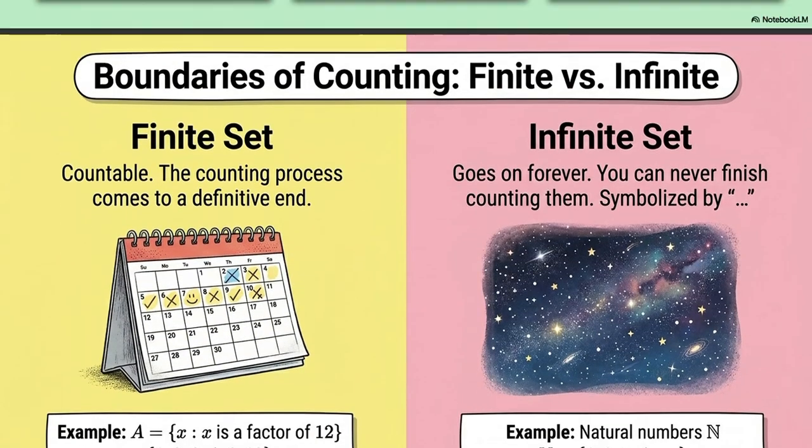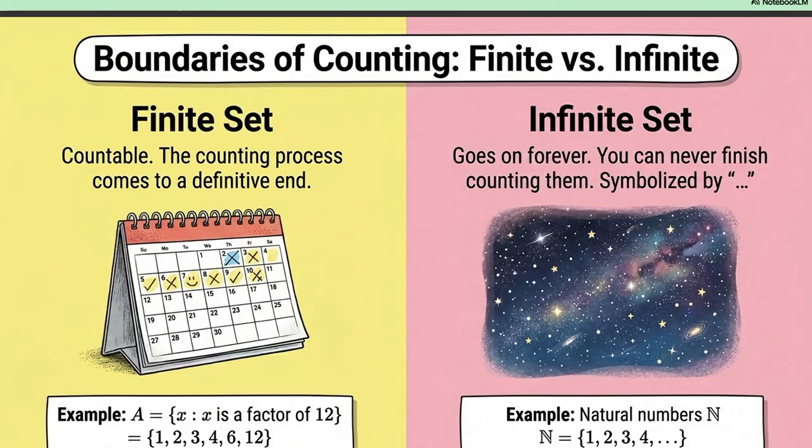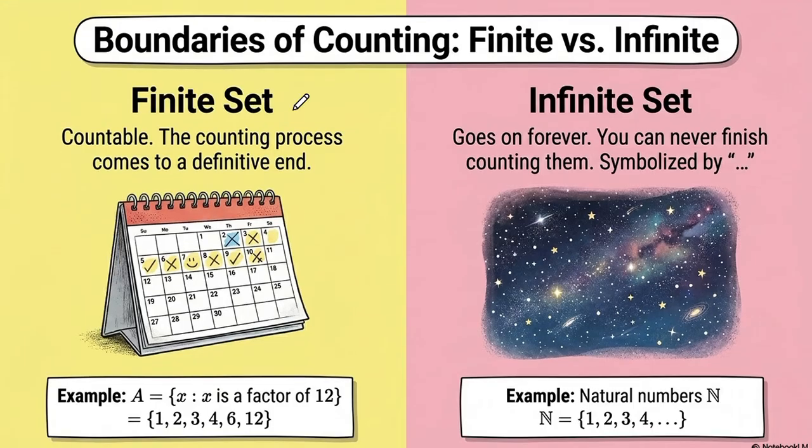The next, finite and infinite sets. Look at what is the difference between finite and infinite. On the left side we have the finite set. Finite means, you can see, look at the calendar. Finite means countable. The counting process comes to a definite end. After some steps you will get some end point. For example 1, 2, 3, 4, and 30 is the last. So that last part we can find here. So a finite set means there is some end in the counting.